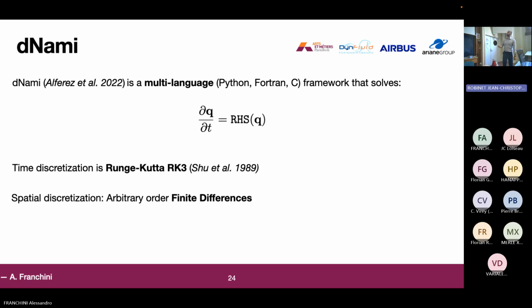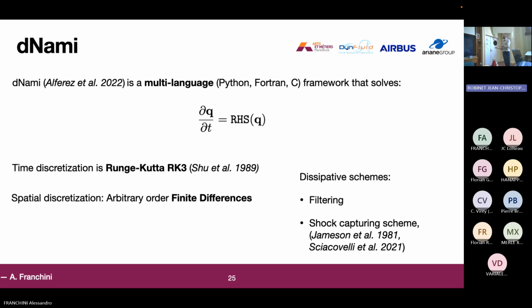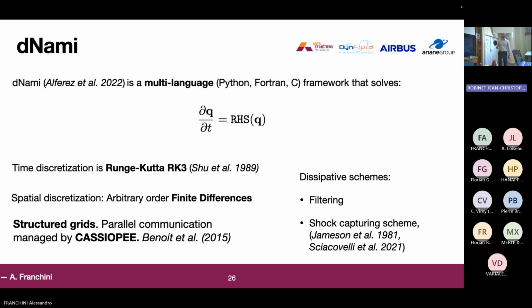Dynami is a generative framework. It has a time discretization, which is a Runge-Kutta of third order, as described in the Shu and Osher paper of 1989. As a spatial discretization, we can choose an arbitrary order centered finite difference, or arbitrary order finite difference, actually. And for the dissipative schemes, we can use filtering, or in the case of compressible flows, we can also have a shock capturing scheme as described in the Jameson paper, and with higher order generalization as described in the paper by Jacovelli. It works on structured grids, and the parallel communication is managed by the open source code Cassiopee, which is developed at Onera and has been described in the paper by Benoit in 2015.